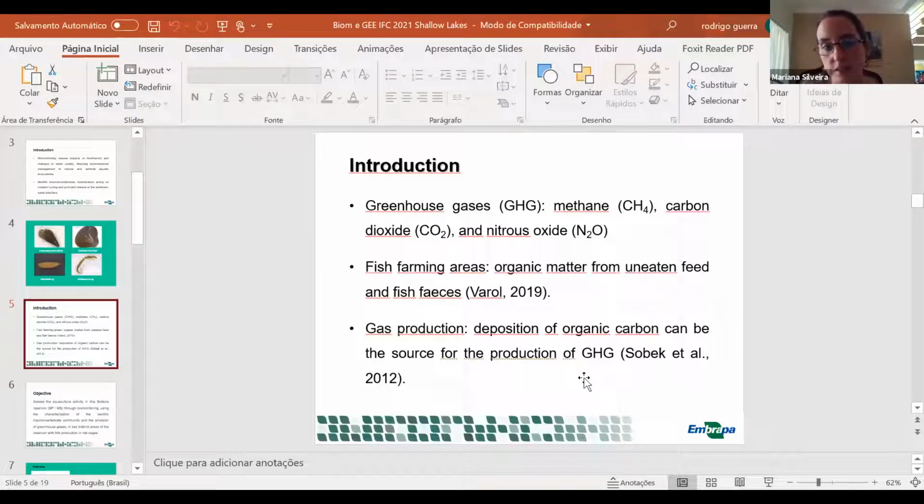For the greenhouse gases, I don't know if Marcelo wants to talk, but we measured methane, carbon dioxide, and nitrous oxide. And these gases are produced due to organic matter from uneaten feed and fish feces. And the main sources are these ones. And the gas production is a deposition of organic carbon that can be the source of the production of greenhouse gases, according to literature.